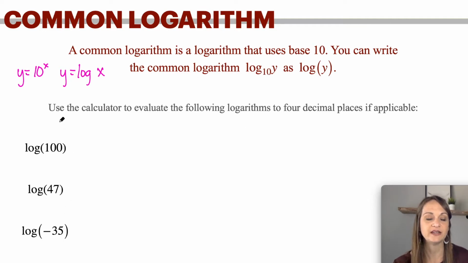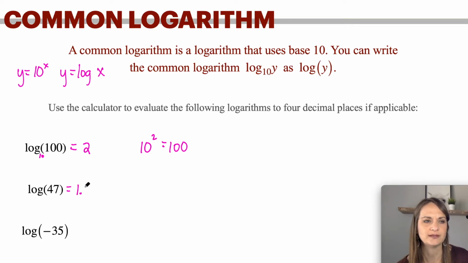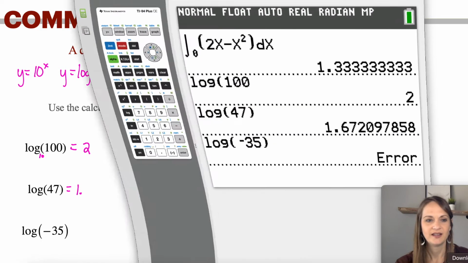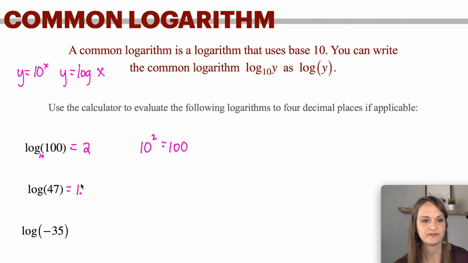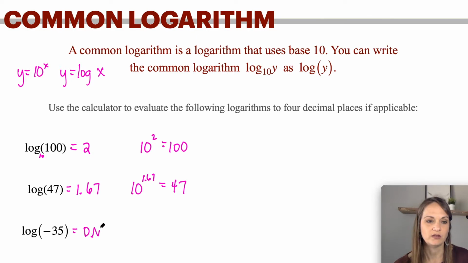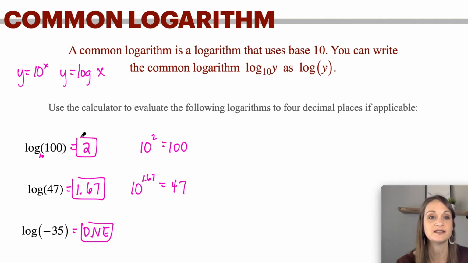So you can actually find the answers to these. We found that the answer to this is 2, and the reason is because this log basically has an understood 10. And 10 squared does give you 100. So this little 10 raised to the 2 actually does give you 100. Log 47, I believe we saw, was 1.67. So 10 to the 1.67 does give you the number 47. And of course, we learned that this does not exist. You cannot do it. You could say that there's no solution or it does not exist.